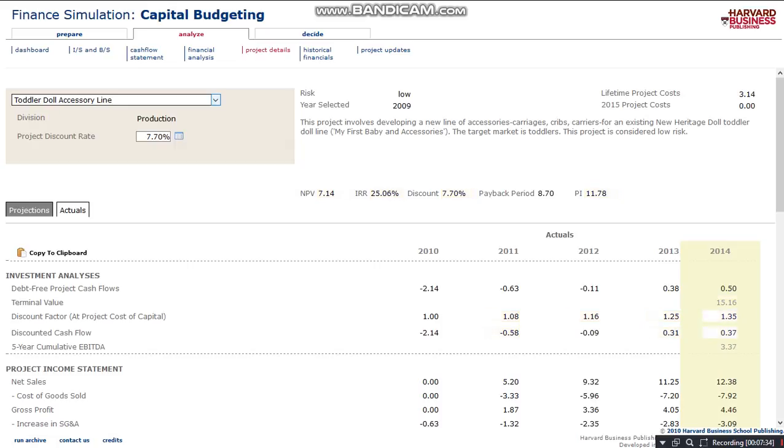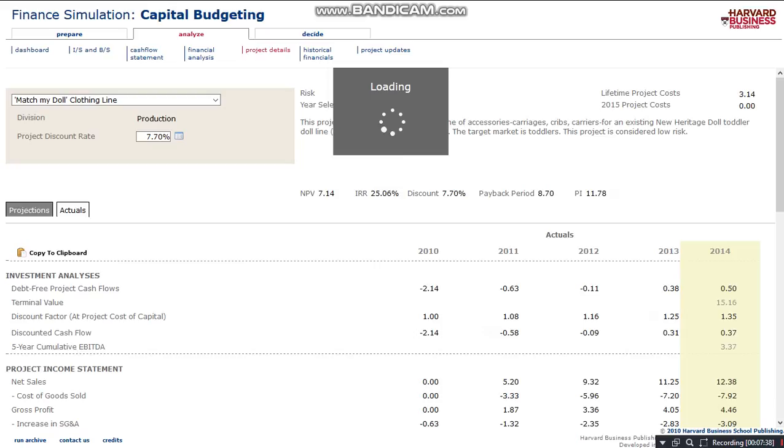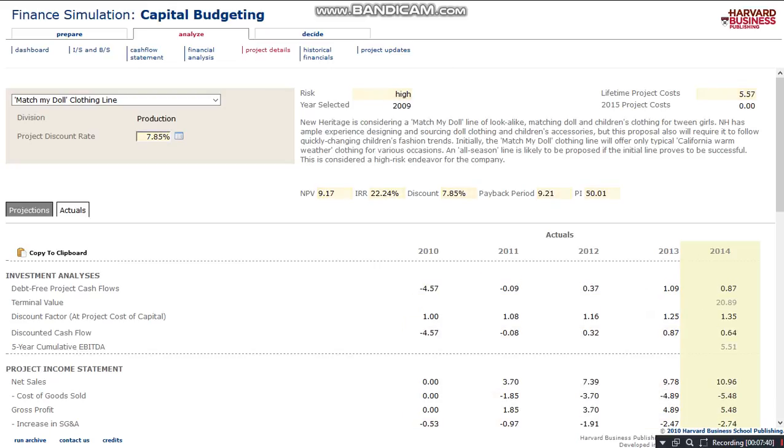So let me change to another project, like match my doll clothing line. As you can see, this one is high risk. However, this PI is going way up, other than the 11 something in the previous projects. This one is 50.01. So that is a high risk, high return.